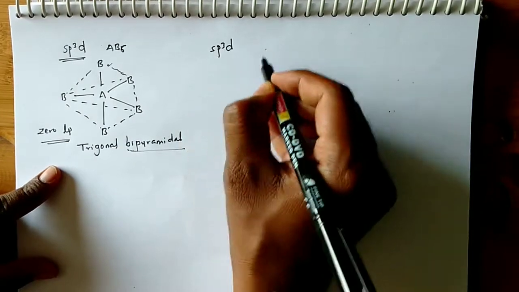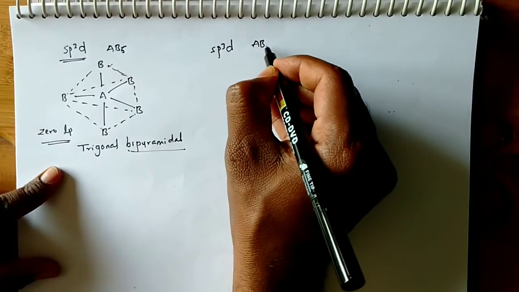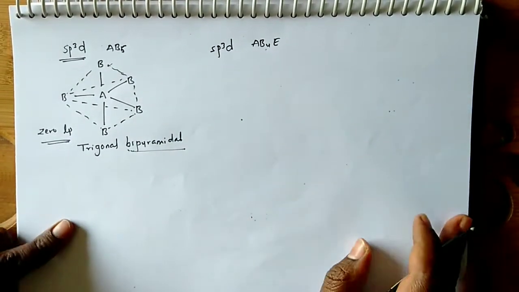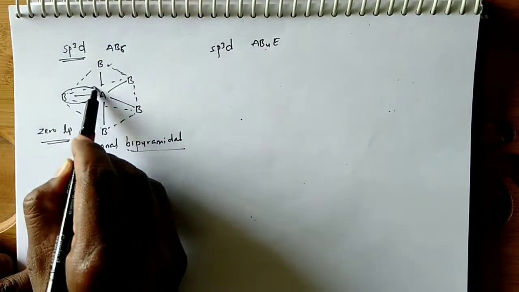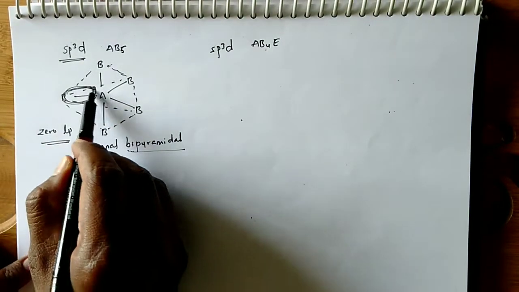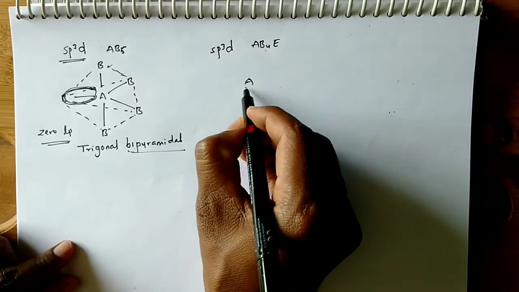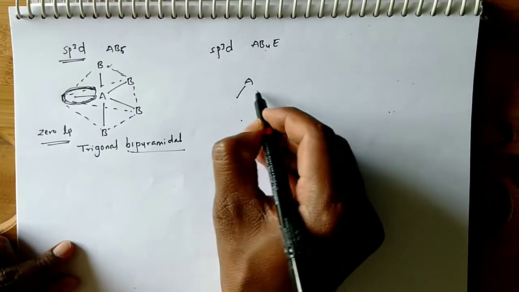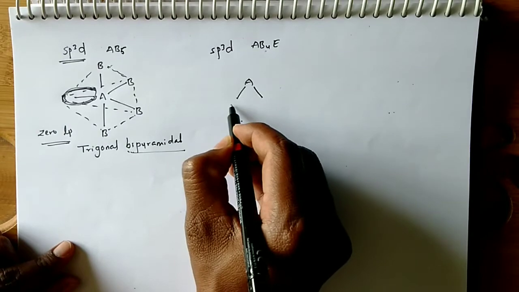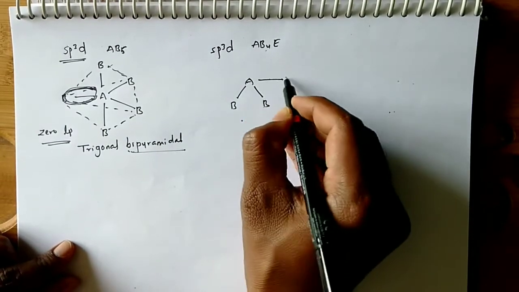sp3d with one lone pair, AB4E. For that I am removing this bond from the plane. So the resultant will be, I am just writing like this, B B.